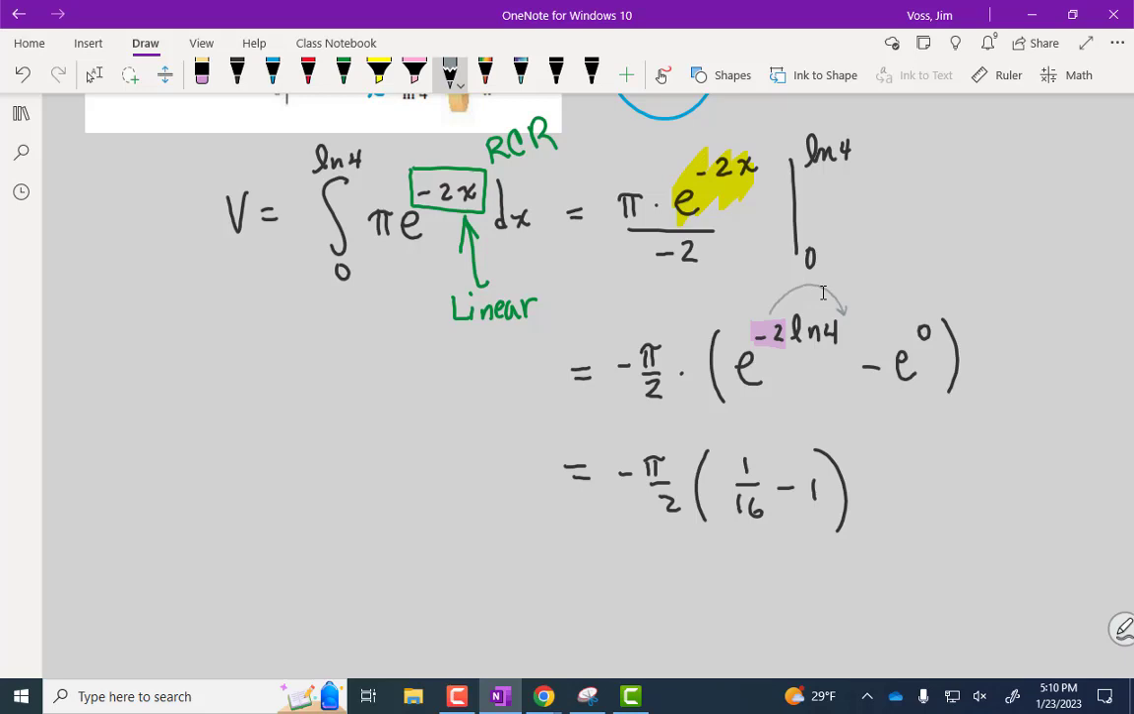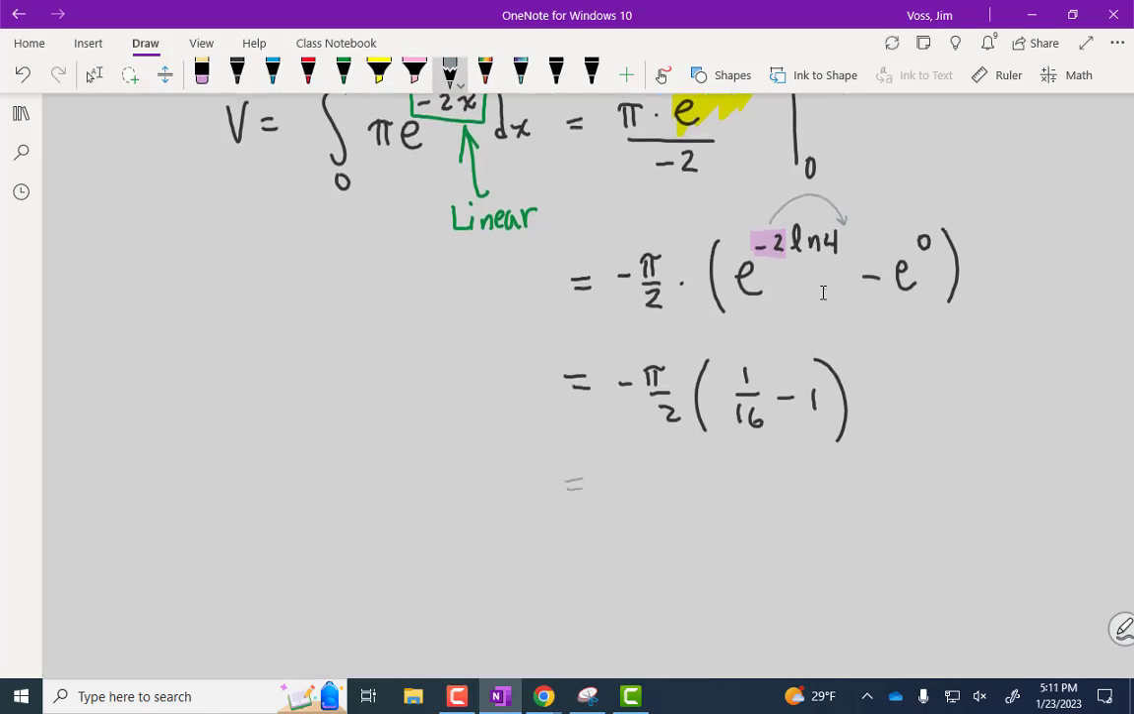See it? Yeah. So the coefficient comes up as an exponent, and then the e and the ln are going to cancel. E and ln are inverse functions of each other, so they cancel each other out. And we're just left with whatever is inside the log. So that's going to be a 16. OK, so then this all becomes, this is all good. That's going to become 15/16 with the negatives cancel, so we get 15 pi over 32.